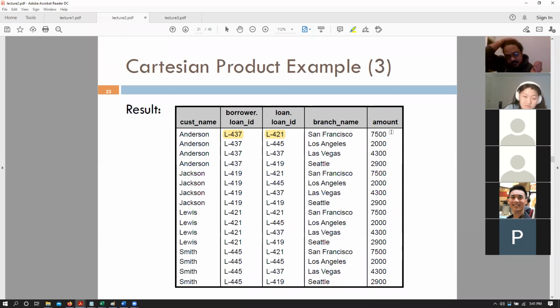In our table, since it's a foreign key, we want both loan IDs to be the same, right? Because we have two tables there. So in this scenario, what would be a legitimate relation or a tuple? Well, Lewis with L421, borrower.loan ID, loan.loan ID L421 at San Francisco 7500 actually becomes a relevant, useful tuple, right? However, other values might not be the same.